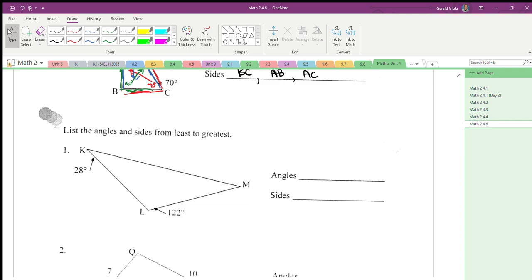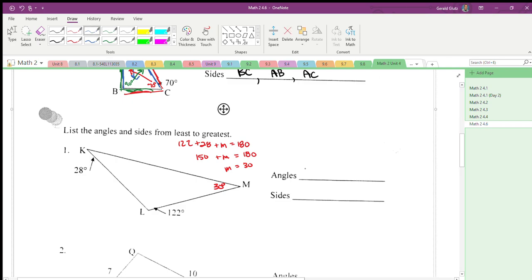So for the angles, first I have to find angle M. Remember, all triangles always add up to how many degrees? 180, hopefully you're saying to yourself. So if I add up all the angles, they should equal 180. 122 plus 28 is 150. Subtract 150 on both sides, I get 30. So this is 30 degrees. Now it's pretty easy to see which angles go from smallest to greatest. Angle K is the smallest, angle M is the second smallest, and then angle L is the biggest one.